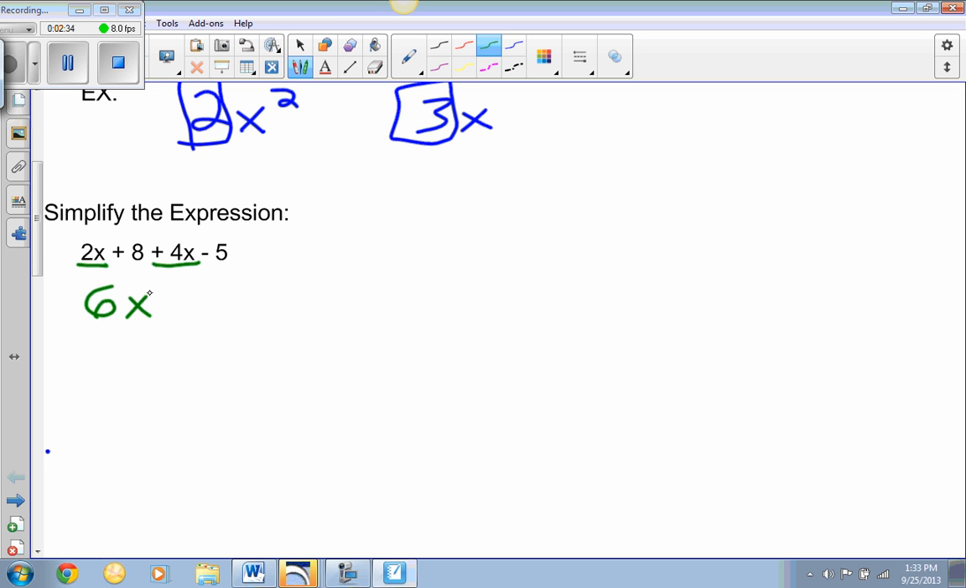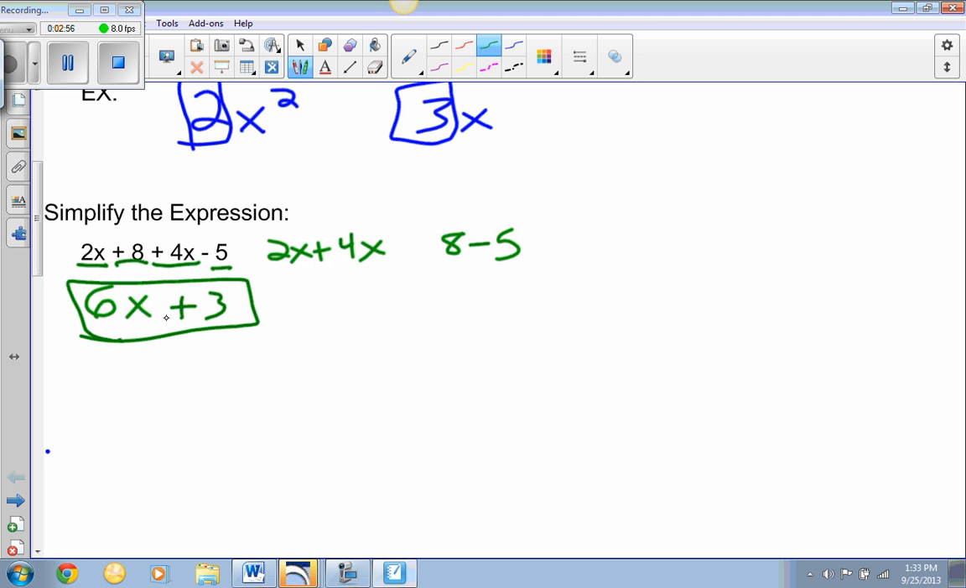And if it helps you to write it off to the side, go ahead, right? So then the other ones that are alike, regular numbers can only be combined with other regular numbers. So I have a positive 8 and a minus 5. So 8 minus 5, that would give me a positive 3. So it would be a plus 3. So 6x plus 3 is my answer. You can't solve for x because there is no equal sign. I can't finish it. You simplify it. You combine what you can, and then you leave it.